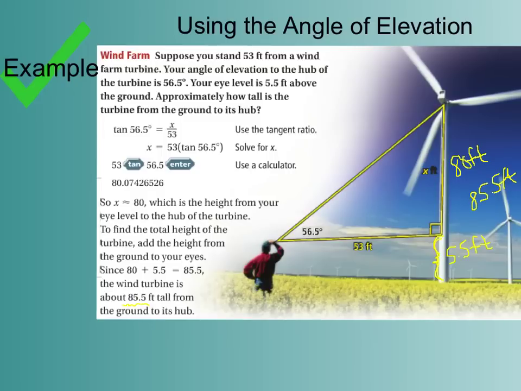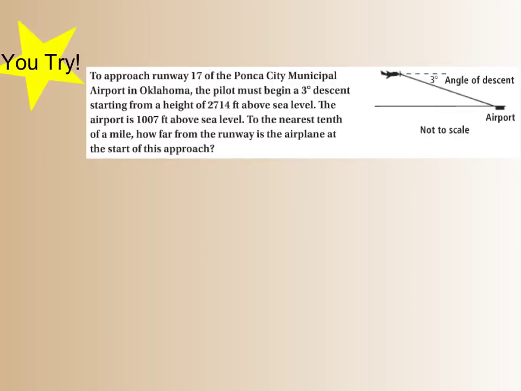So what we had to do is combine our knowledge of angle of elevation with trigonometry to determine this problem. You're going to do that same thing here. You're talking about a plane needing to land on the runway at the airport. They give you the word problem here, and they give you a picture. But you're going to have to put in some other values and then actually calculate using trigonometry what they're asking you to find. To the nearest tenth, how far from the runway is the airplane at the start of this approach? That is your You Try problem, and I will see you in class.